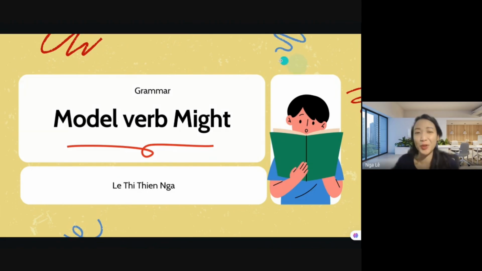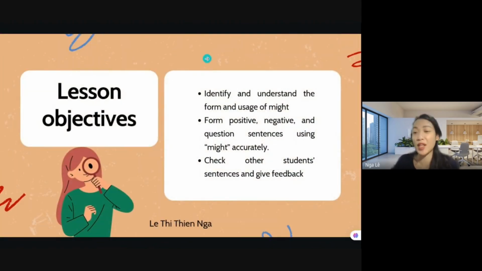Yeah, cool. And here we have some objectives. So you will understand and learn about the form and the usage of this modal verb might, and you can form positive, negative, and question sentences using the modal verb might accurately. And the last one, you can act as a teacher to check other students' sentences and give feedback to them. Is this all right? Okay, excellent.